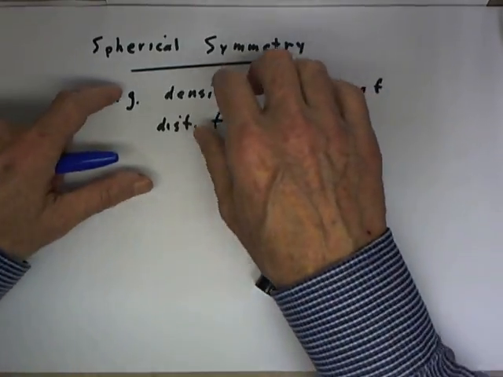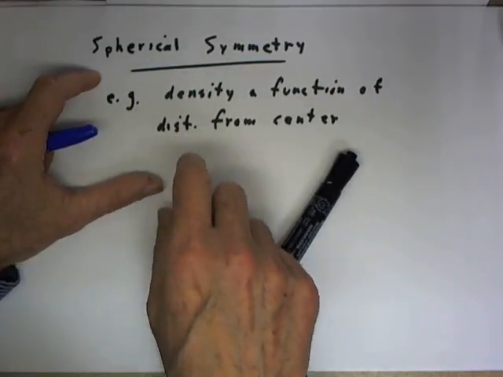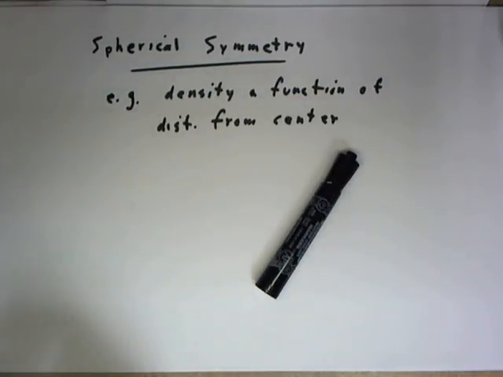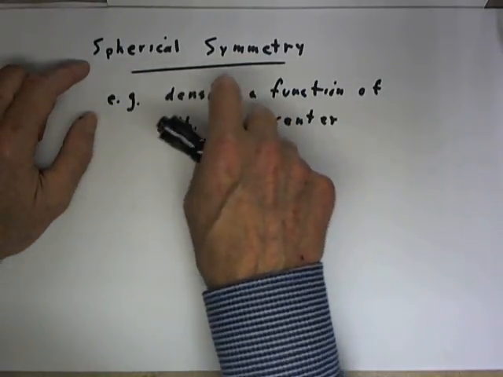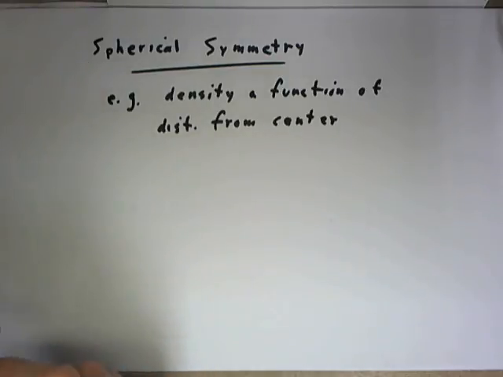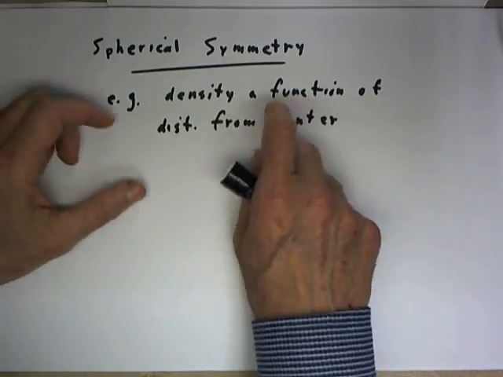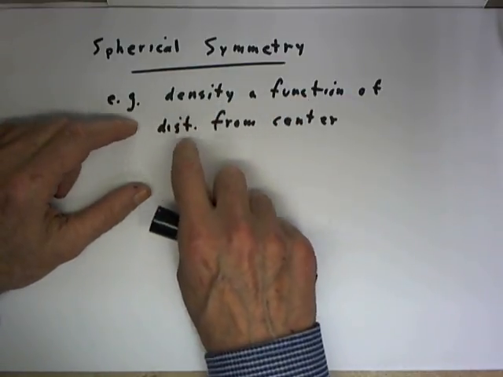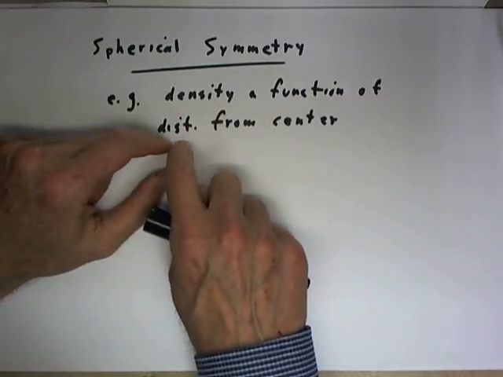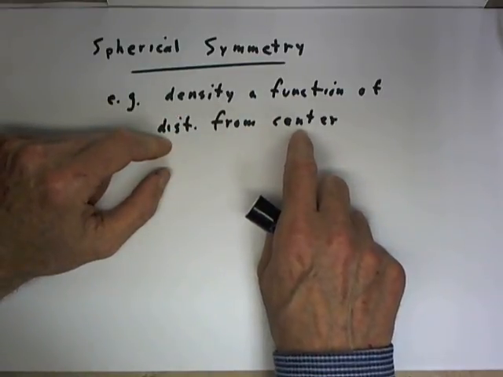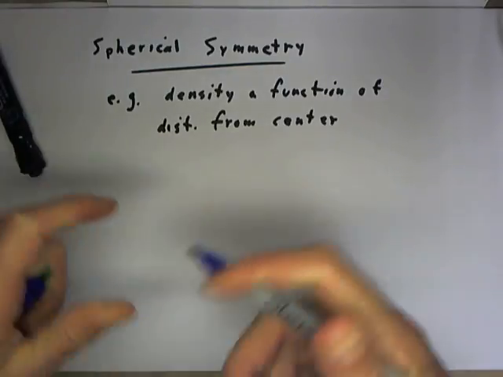Now we want to talk a little bit about spherical symmetry, and we're going to motivate another coordinate system, which is the spherical coordinate system, which is very useful in analyzing objects with spherical symmetry. An example of spherical symmetry that appears all over the place in the universe is where density is a function of distance from the center. That's typical of planets and other large astronomical objects, stars.